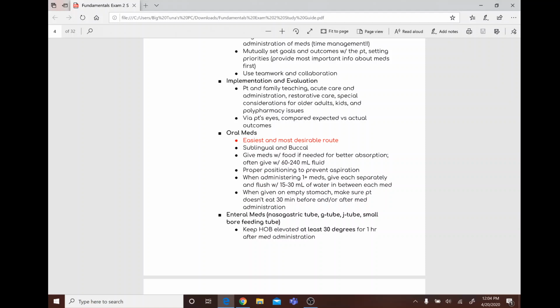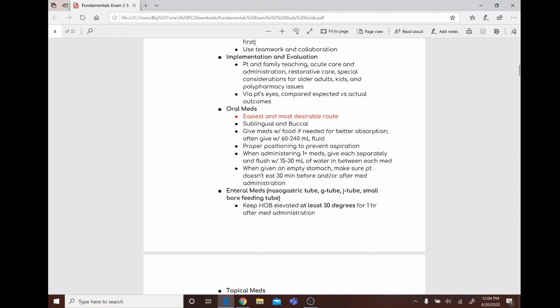If we need a better absorption, what are we going to give meds with? Food. How many milliliters of fluid are we going to give meds with? 60 to 240 milliliters. Alright, what are we going to do to prevent aspiration when giving oral meds? Position them properly.